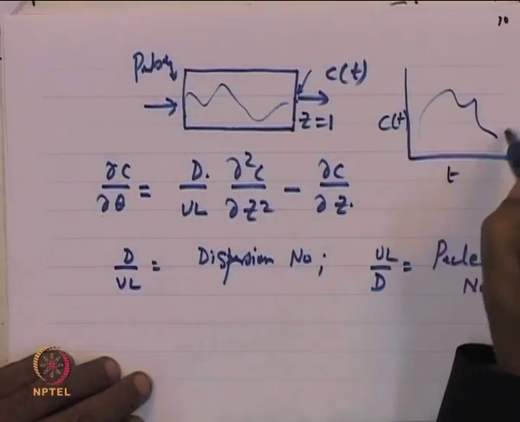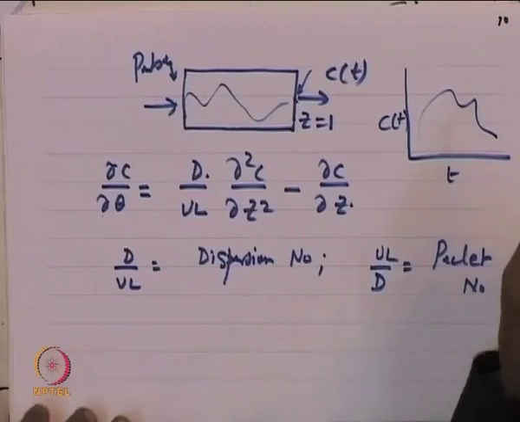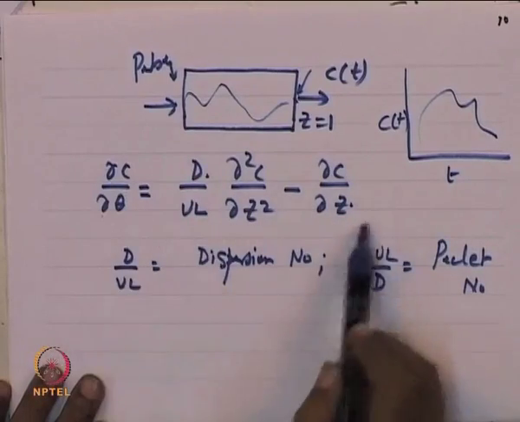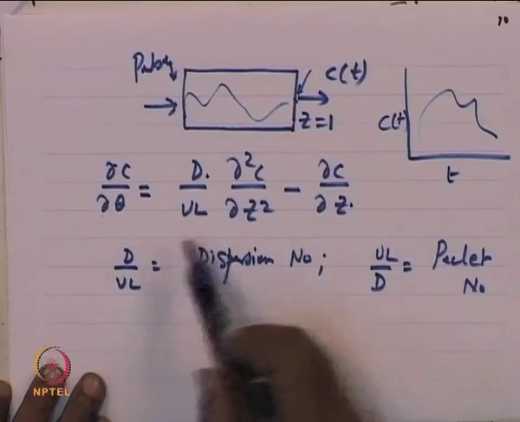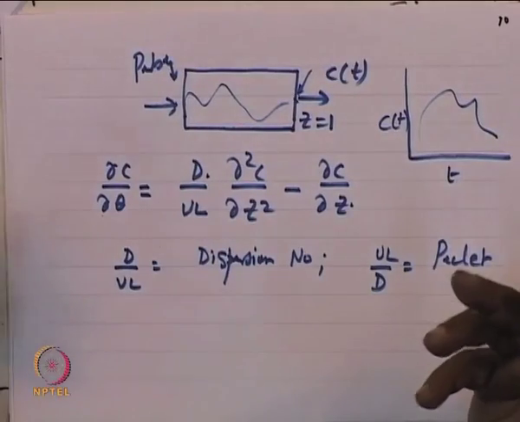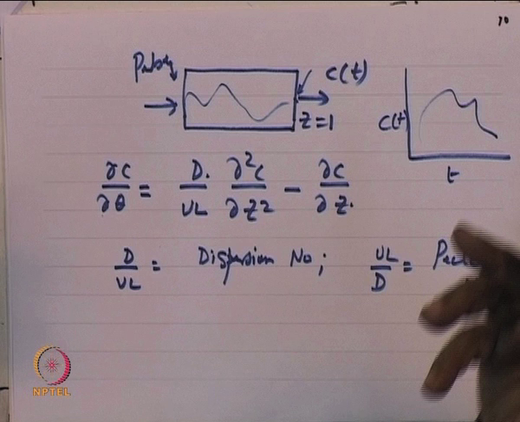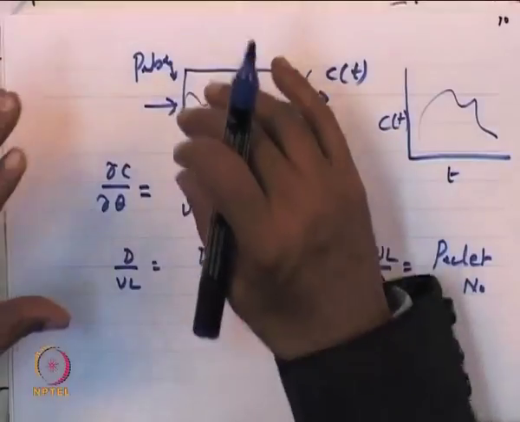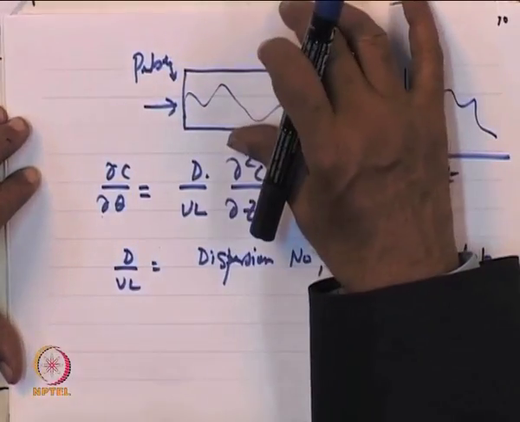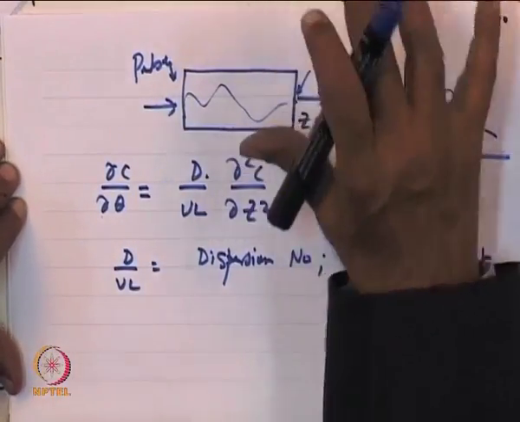Therefore, once you have this response, in principle, you should be able to solve this equation and then adjust the value of the parameter d by u l and fit this data. This parameter is the Peclet number, which describes the arbitrary flow inside this equipment. In other words, if you are going to describe your system in terms of the dispersion model, you require what is called the Peclet number, which describes this system.